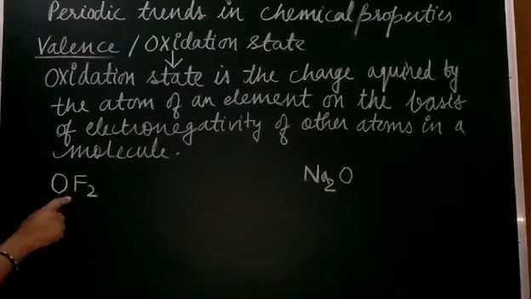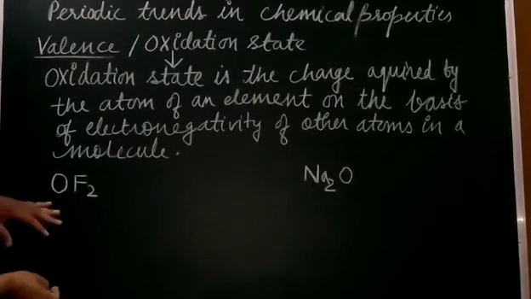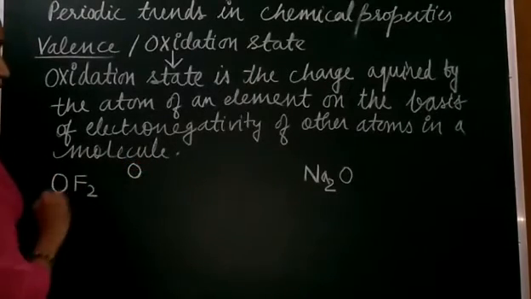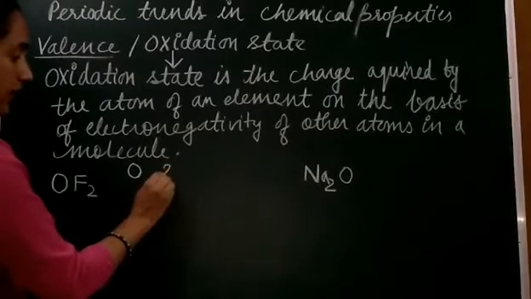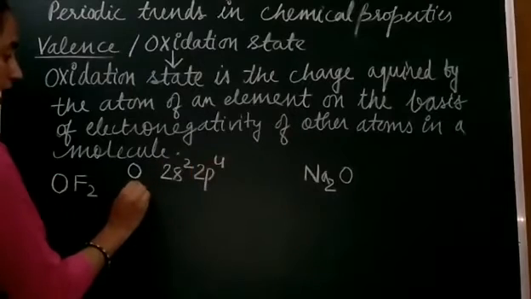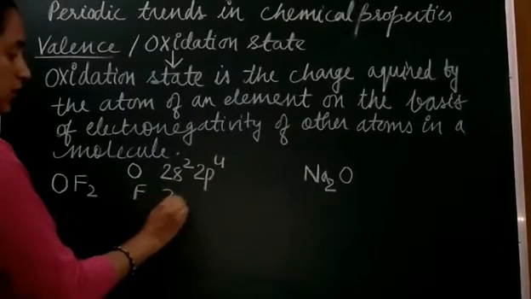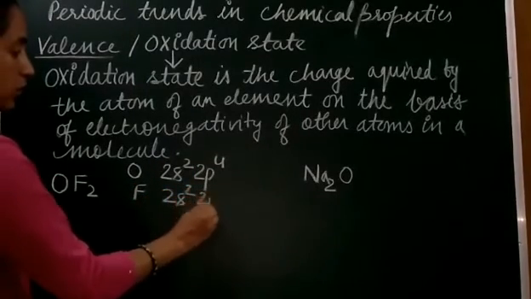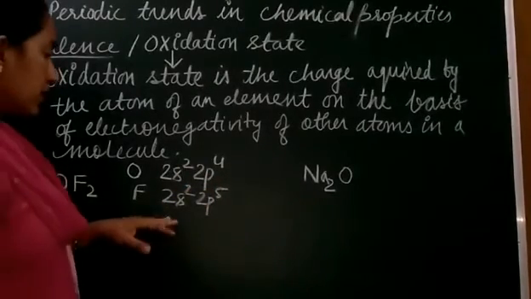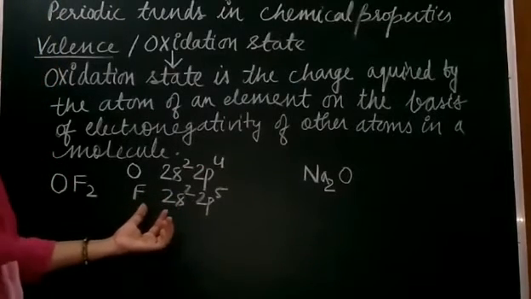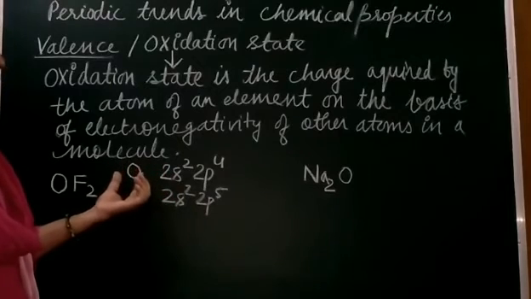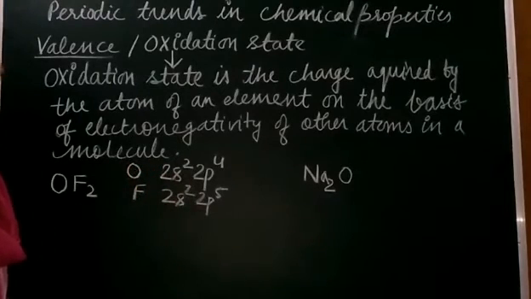Now in this compound, OF2, if we write down the configuration of oxygen, I am writing the valence shell. It is 2s2 2p4. And that of fluorine is 2s2 2p5. So you can check the electronic configuration. Here it is visible that fluorine has 7 electrons in its outermost shell, whereas oxygen has only 6 electrons in its outermost shell.